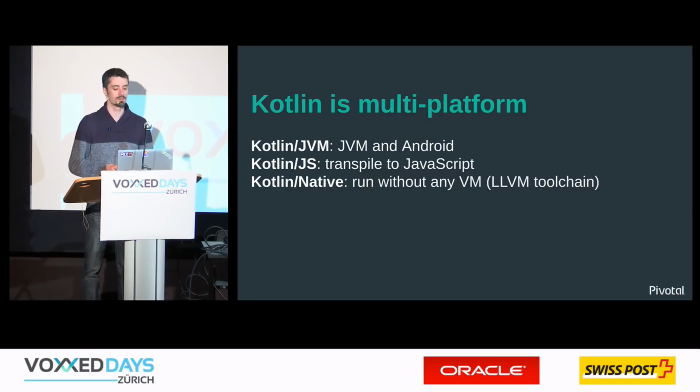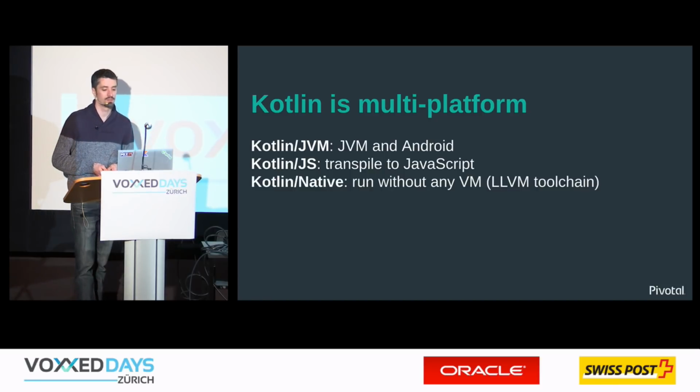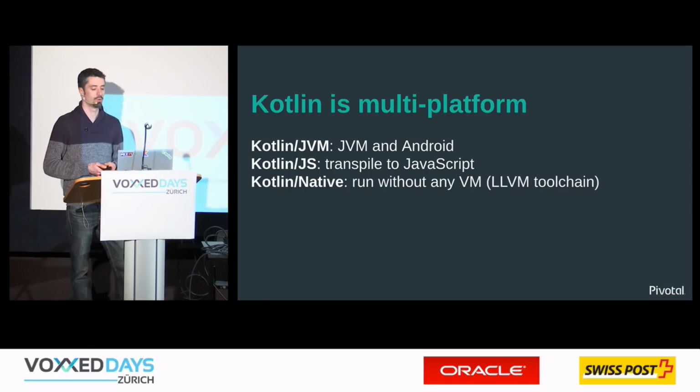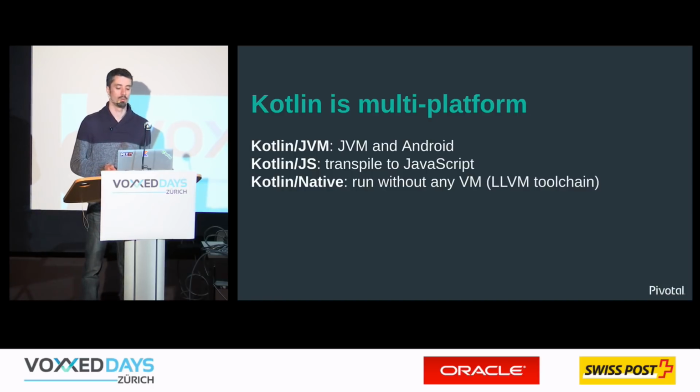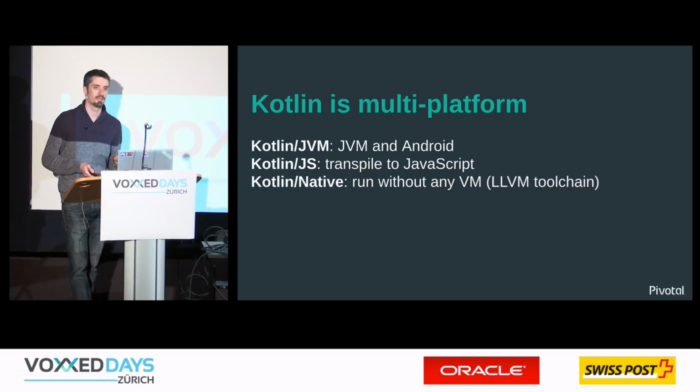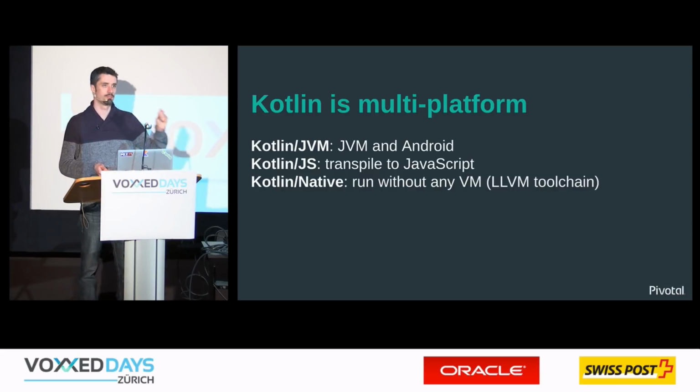But Kotlin also provides support for JavaScript, so you can write front-end projects in Kotlin that are transpiled to JavaScript. And there is also Kotlin Native, which allows you to use Kotlin without any VM with the LLVM toolchain. Just be aware of something: you will not write the same project and compile it to JVM, JavaScript or native. You will use the same language, but the libraries that you are using are super different.